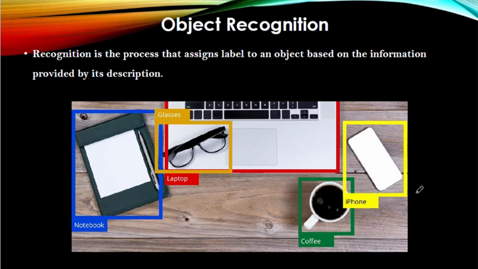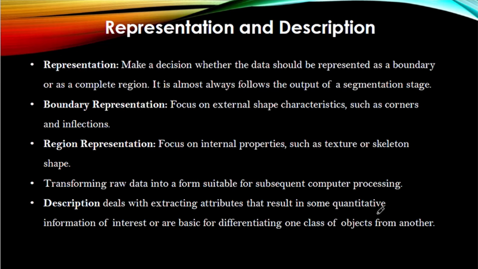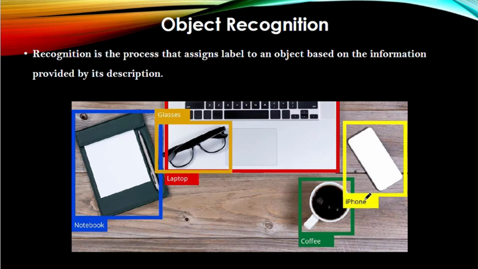Next is object recognition. Say, this is image segmentation. Here we divided the image into different parts. By using representation and description, we represented this image as regions. This is one region, this is one region, and this is one region. Now, after representing it as regions, we have to identify and recognize the object. Yes, this is object recognition. Recognition is the process that assigns a label to an object based on the information provided by its description.